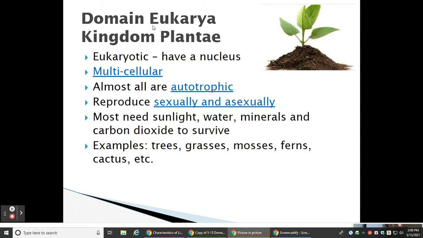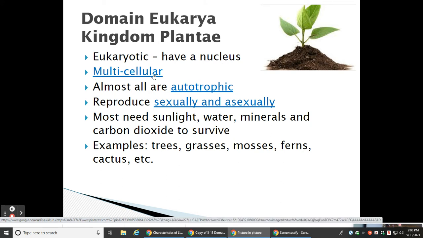Domain Eukarya, there is the kingdom Plantae. Eukaryotes have a nucleus. They're multicellular, autotrophic. They make their own food. They can reproduce sexually and asexually. Let's see examples: trees, grass, mosses, ferns, cactus. So that is the kingdom plant.